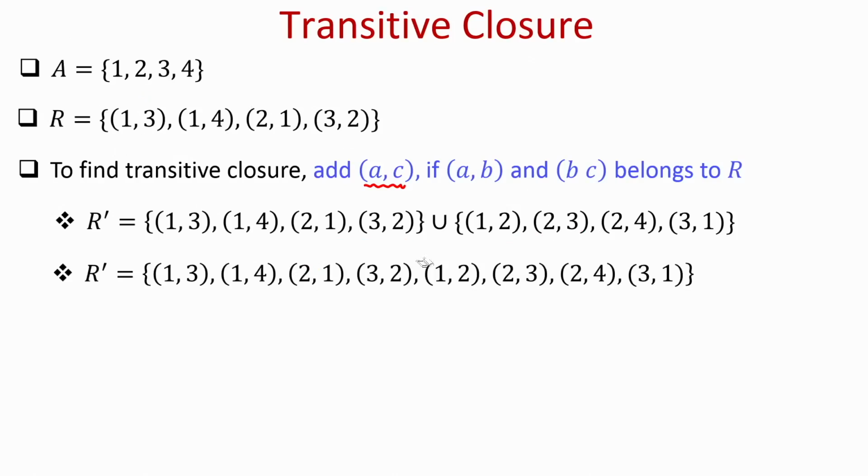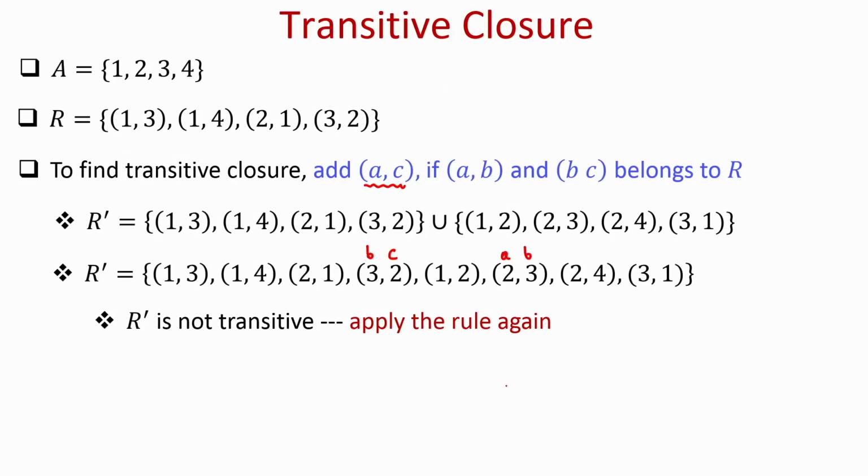It has my original relation R, but now let us stop here and ask whether R prime is transitive or not. It turns out that R prime is not transitive. For instance, you have 2 comma 3 present here, which is your A comma B, and you have 3 comma 2 present, but you do not have A comma C, namely 2 comma 2, present in the relation R prime.